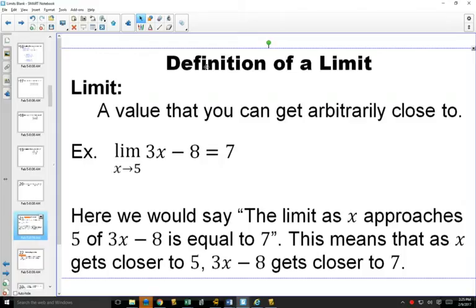So with limits, if you can plug in the number, then you can evaluate it quite easily. So in this case, I could plug in 5, and we would say that the limit as x gets close to 5 is equal to 7. But we're going to find out sometimes you can't plug in that number. And then we're going to figure out how to evaluate limits in that case.